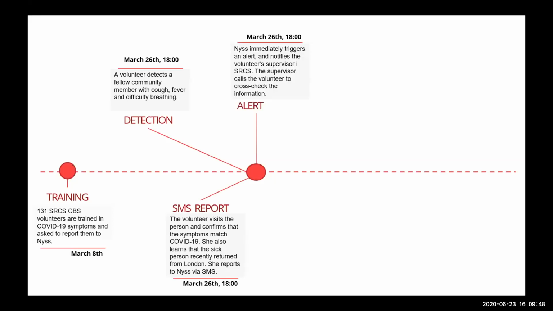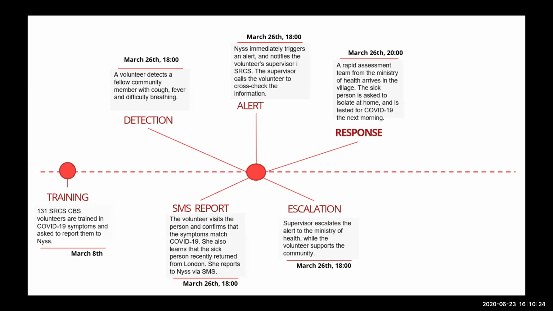NIS automatically triggered an alert to the volunteer's supervisor. So the supervisor gets an SMS that says, an alert has been triggered, you must cross-check this information. So this happens within seconds. And the supervisor goes straight in, cross-checks, and then escalates the alert to the Ministry of Health. And while this is happening in the space of half a minute, the volunteer is supporting the community, providing key health messaging about social distancing, hand washing, that sort of thing.